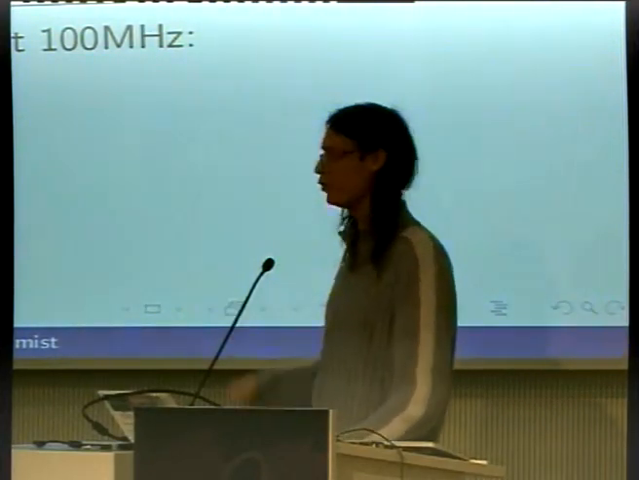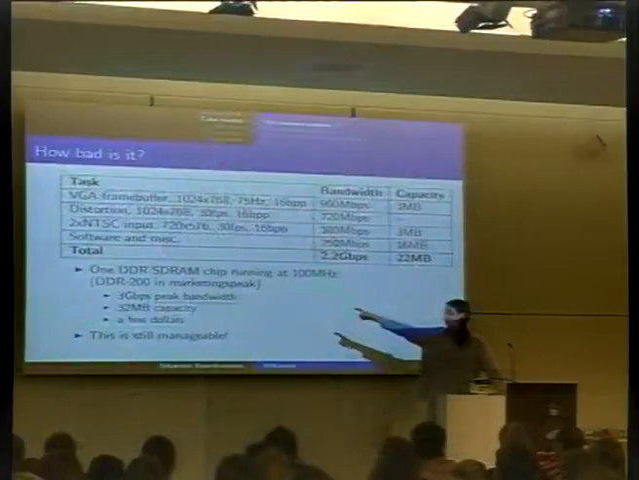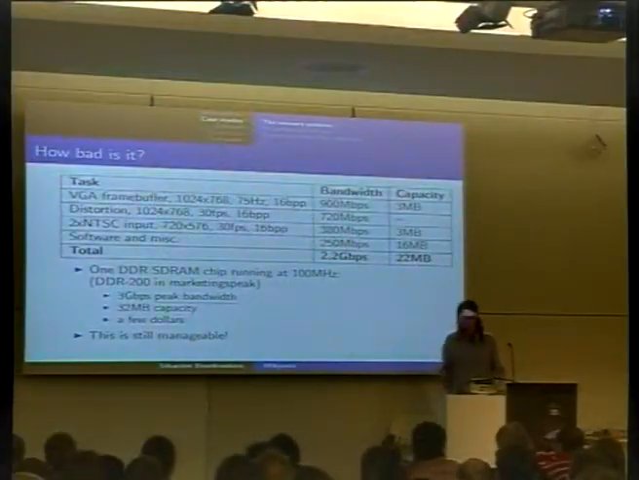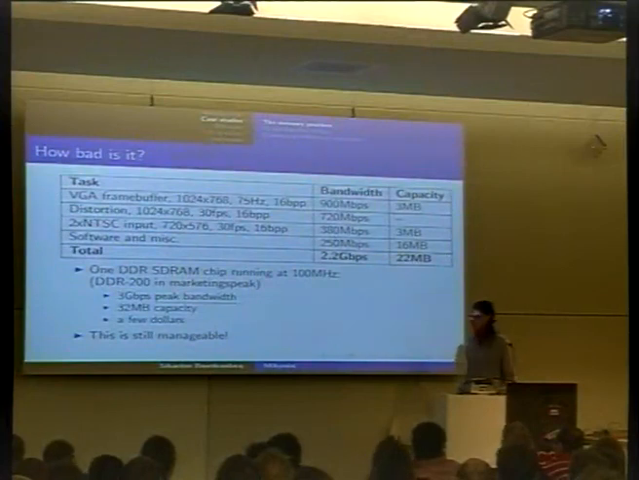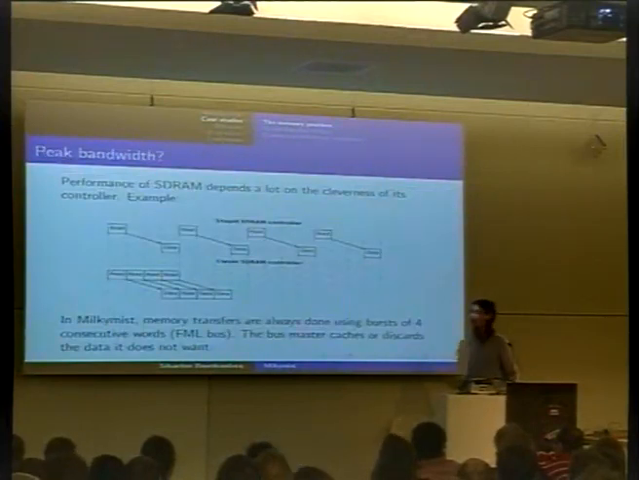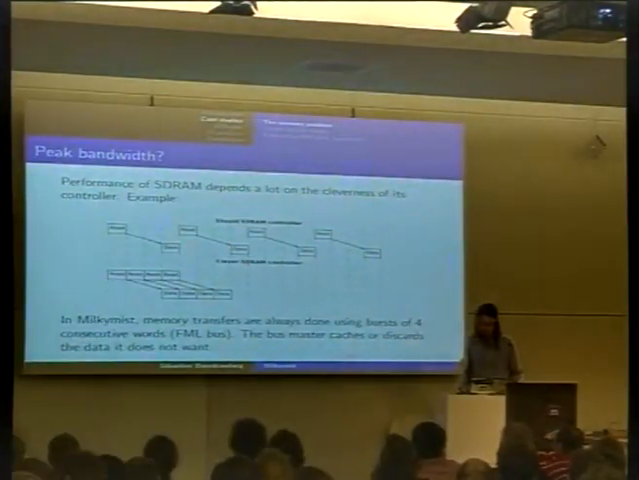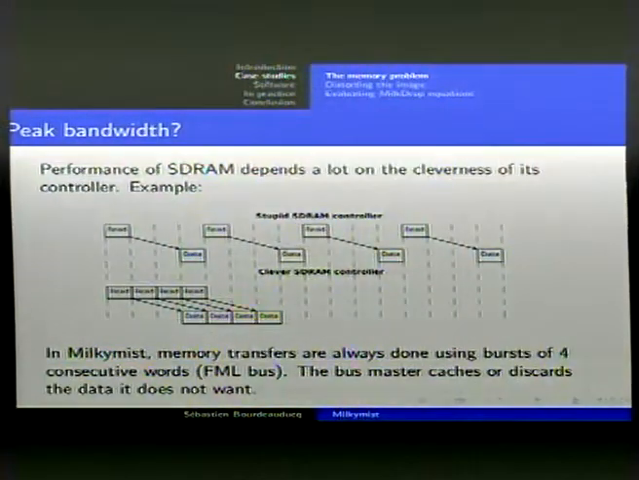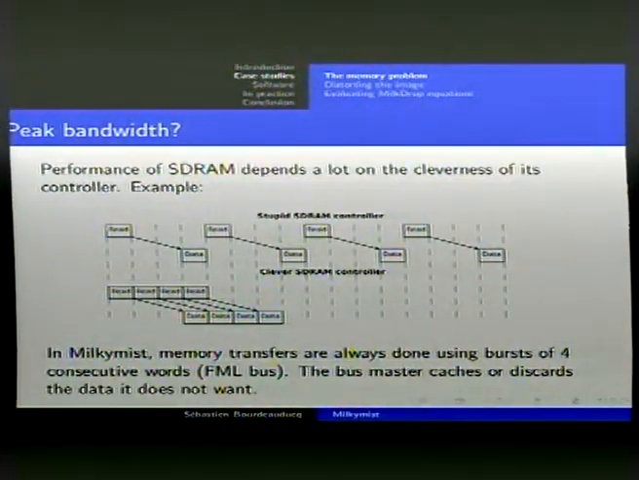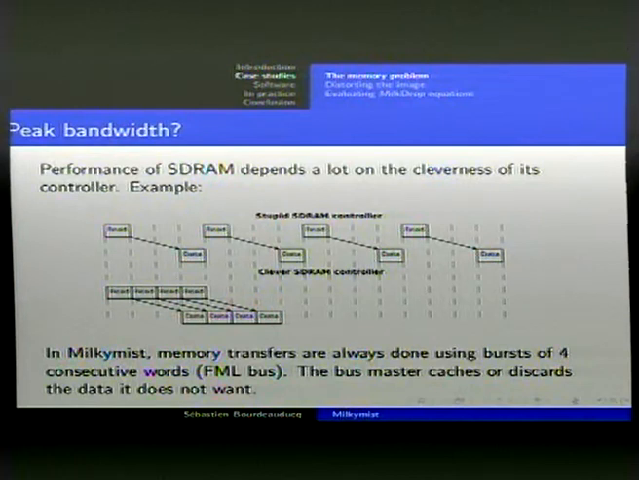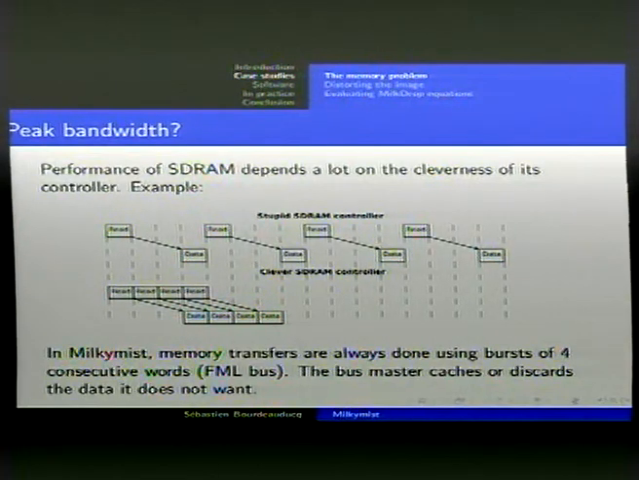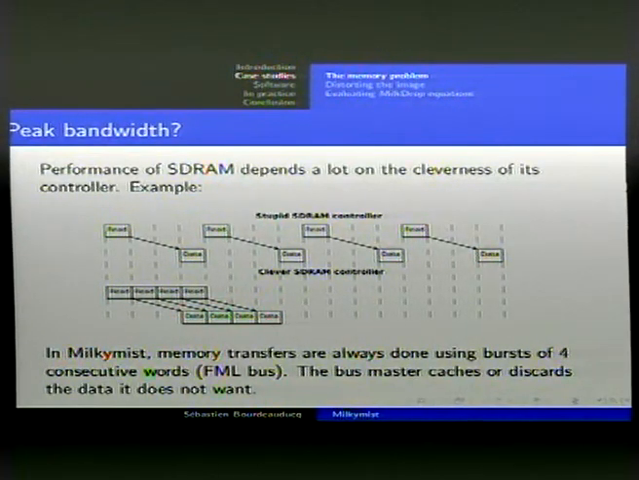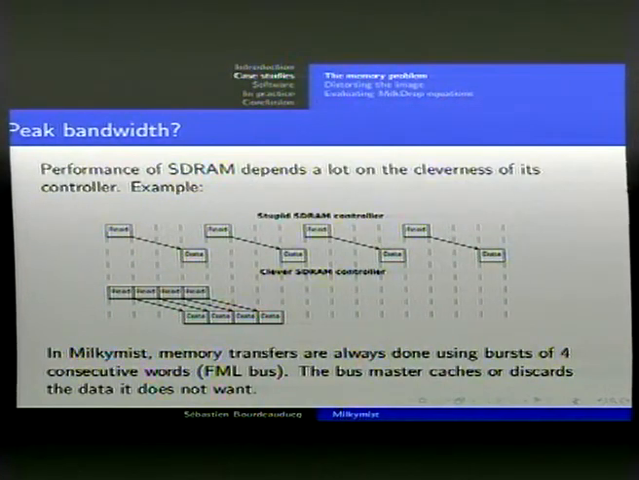But there is one thing that is a big problem. 3 gigabytes is a peak bandwidth. This is a big problem because, as you will see, the performance of SDRAM depends a lot on the cleverness of the controller. I will just give one of the examples, which is easy to understand, to explain how you can get the most bandwidth out of a memory chip.